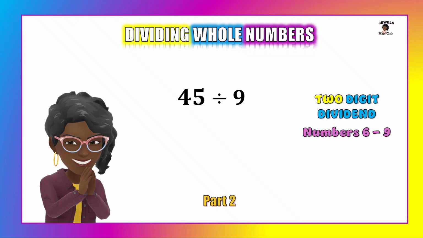In this session, we are calculating the quotient of our numbers when we have a two-digit dividend and we're working with numbers for our divisors ranging from 6 to 9. And if you're ready to see how this is done, let's get started.